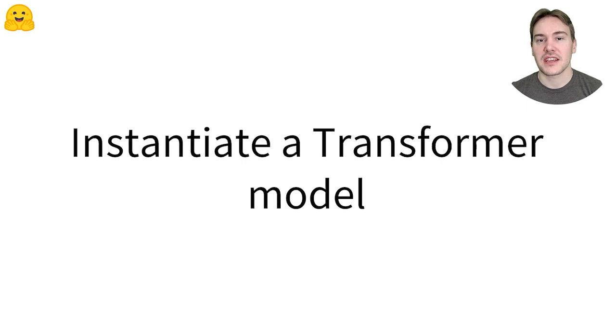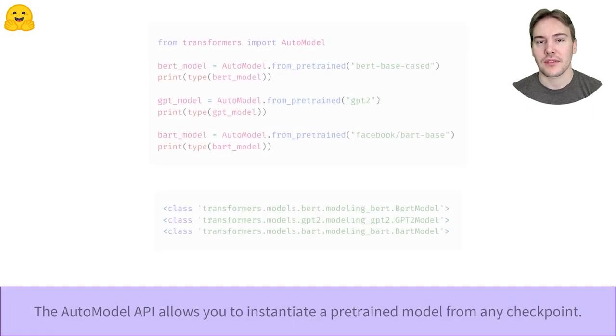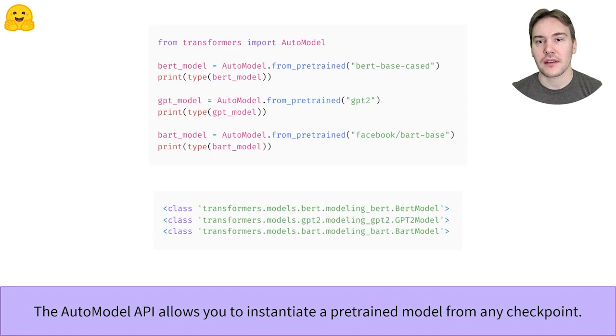How to instantiate a transformers model. In this video, we'll look at how we can create and use a model from the transformers library. As we've seen before, the AutoModel class allows you to instantiate a pre-trained model from any checkpoint on the Hugging Face hub. It will pick the right model class from the library to instantiate the proper architecture and load the weights of the pre-trained model inside.